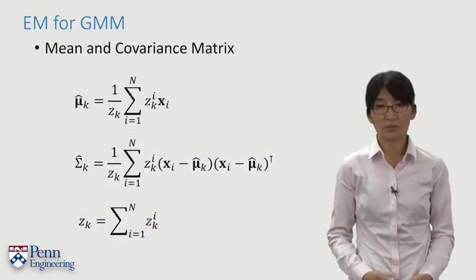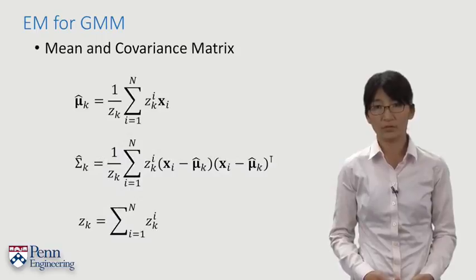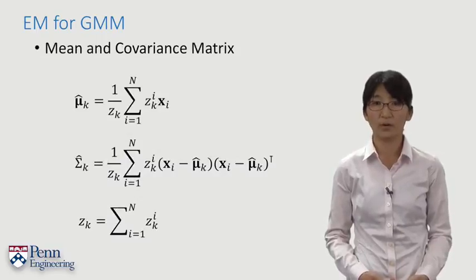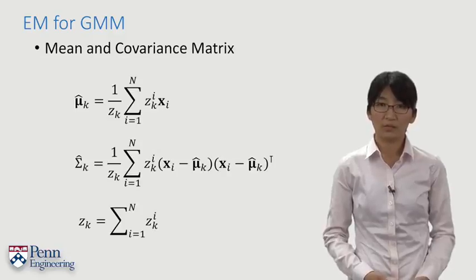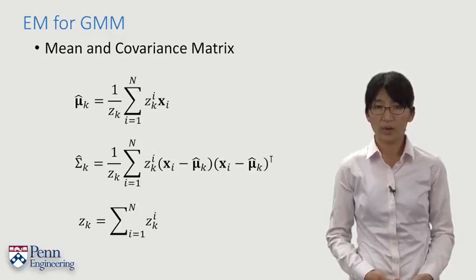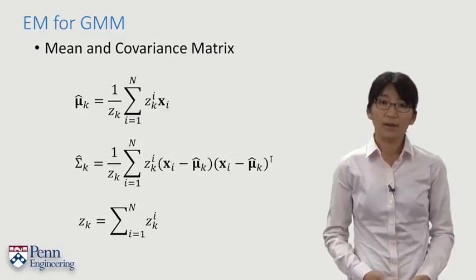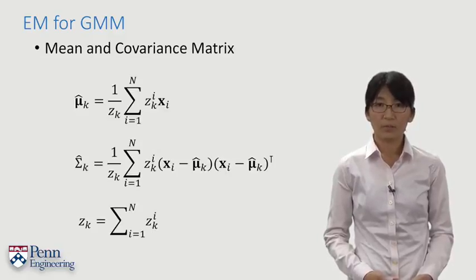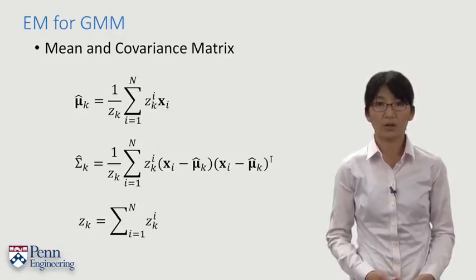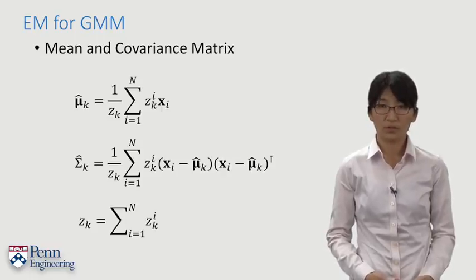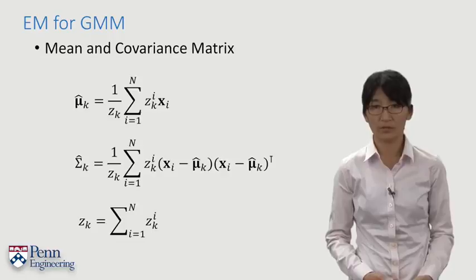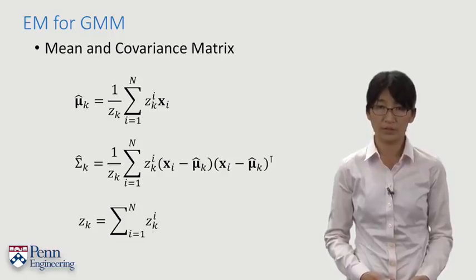Now, given the latent variable values for all data points and all the Gaussian components, we can redefine the mean and covariance matrices weighted by z. If the probability that a point belongs to the kth Gaussian is small, then the point contributes less for computing the parameters of that particular kth Gaussian.